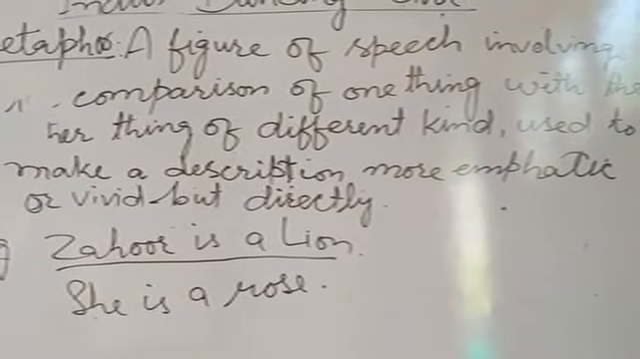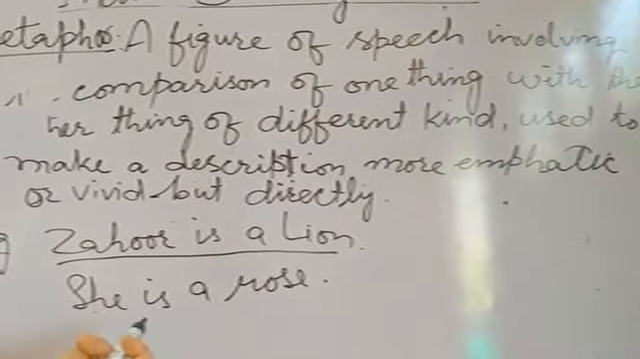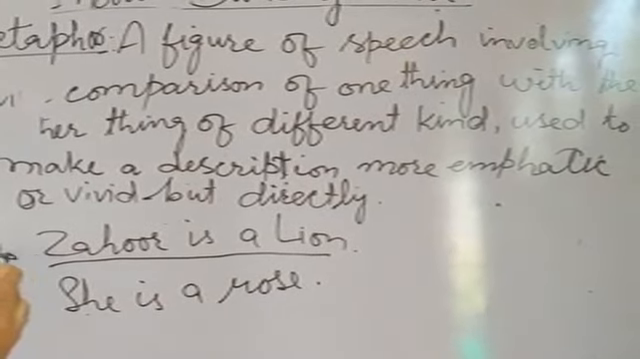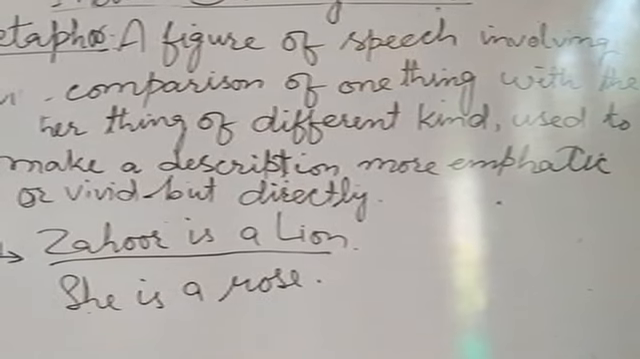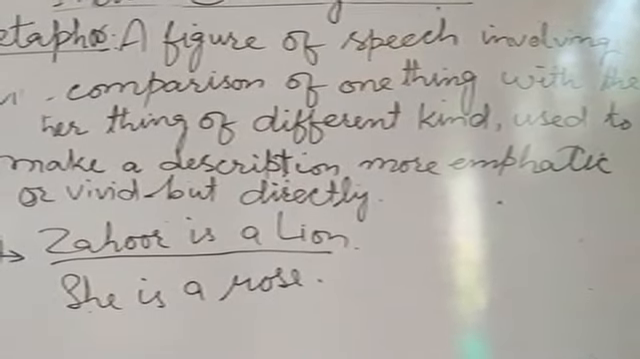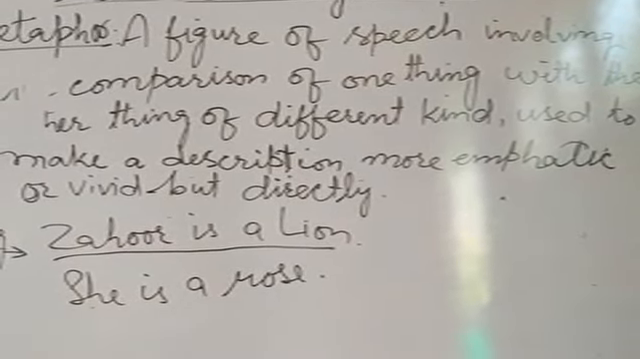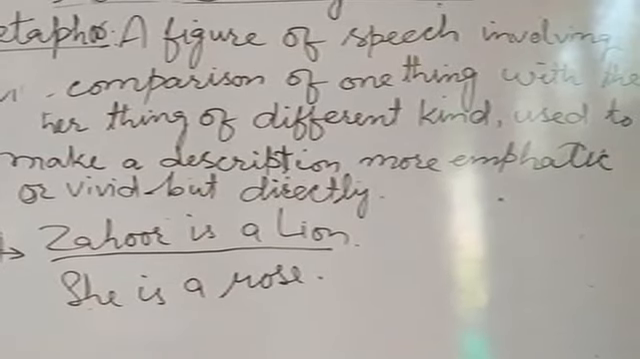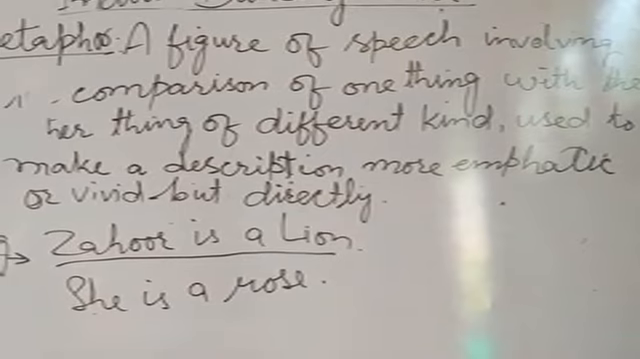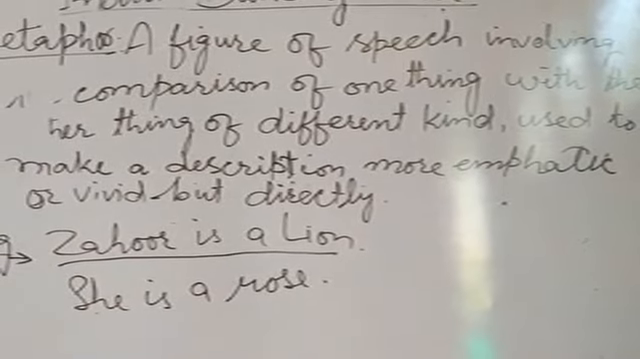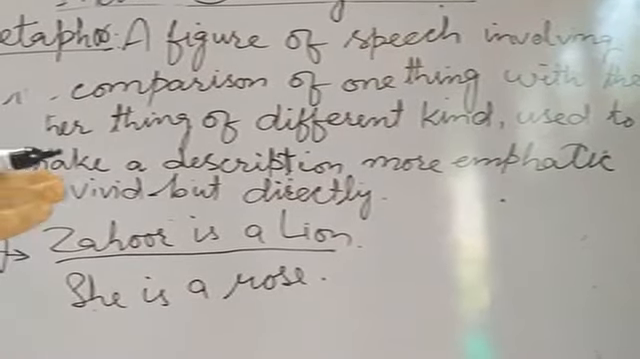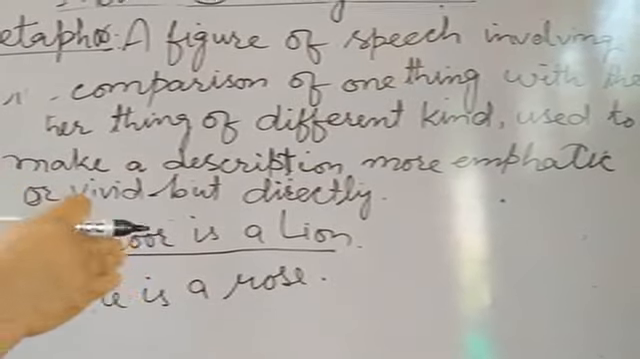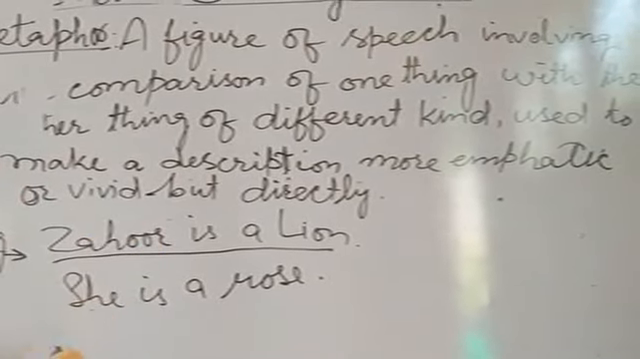In simile, the same example I had quoted here, Zuhur is like a lion. In metaphor, I write here, Zuhur is a lion. What is the difference between these two sentences? Zuhur is like a lion, Zuhur is a lion. Zuhur is like a lion, here I am giving comparison indirectly, but in Zuhur is a lion, I am emphasizing, I am pressing on it that Zuhur is a lion.